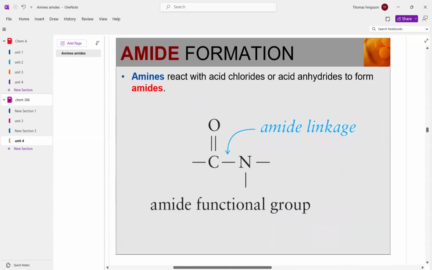Okay. Now, amines can react with acids, just like alcohols can react with acids. For the same reason alcohols react with acids, the nitrogen looks enough like an alcohol to do the same reaction. The mechanism is exactly the same. So instead of a C double bonded O, we have a C double bonded N.